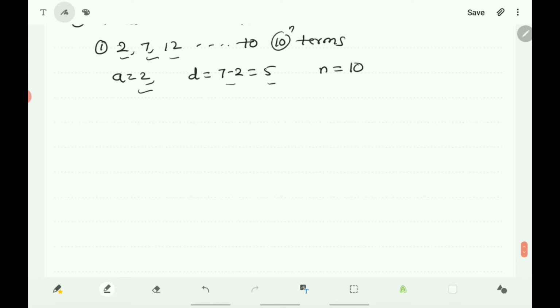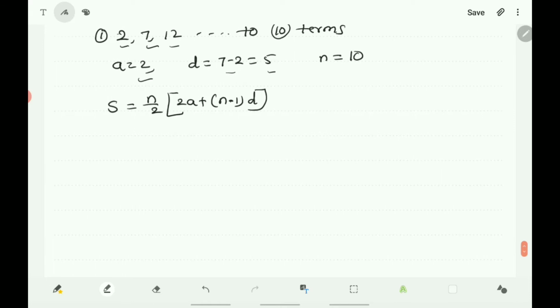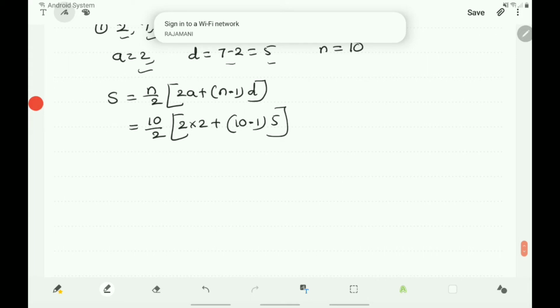Then you write the formula. Here A, D and n are given, so you write the formula S equals n by 2 into 2A plus n minus 1 into D. Substitute the values of A, D and n here. n is 10 by 2, and 2 into A, that is 2 into 2, plus n is 10 minus 1, D is 5. So it becomes 10 by 2 into 2 into 2 plus 10 minus 1 into 5.